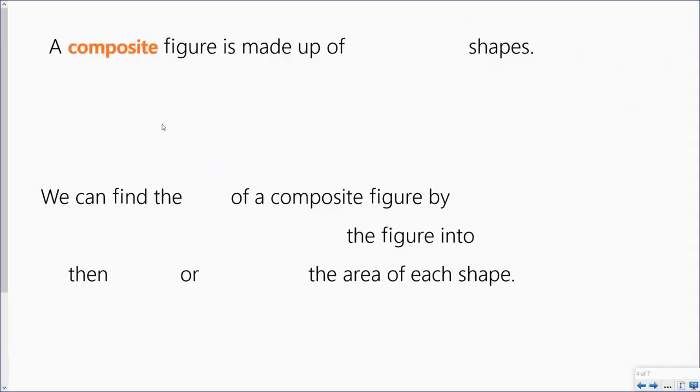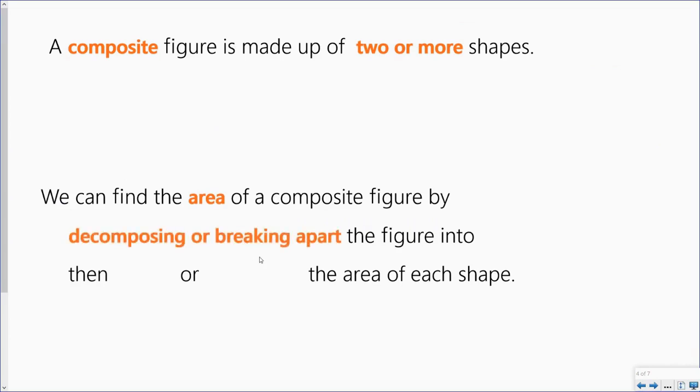So a composite figure is made up of two or more shapes. We can find the area of a composite figure by decomposing or breaking apart the figure into smaller pieces, then adding or subtracting the area of each shape.